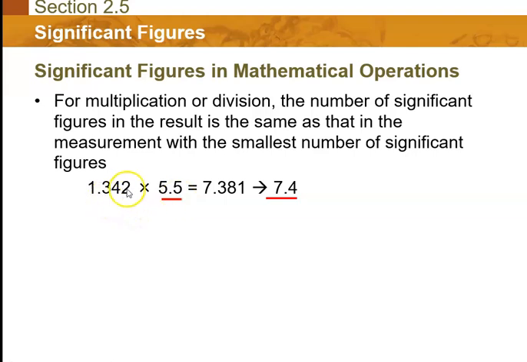So 1.342 times 5.5 does give you 7.381, but we have to round that to 2 significant digits. There's 1, there's our second one. Look at the number after it. It's an 8. Last I checked, 8 was bigger than 5, and we get 7.4.